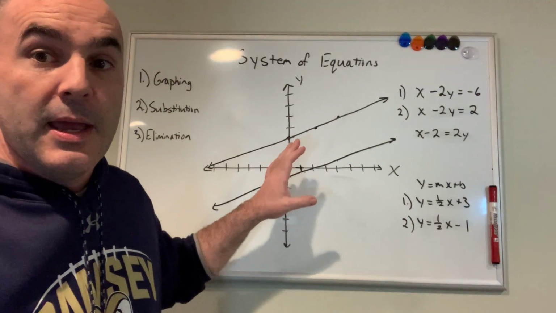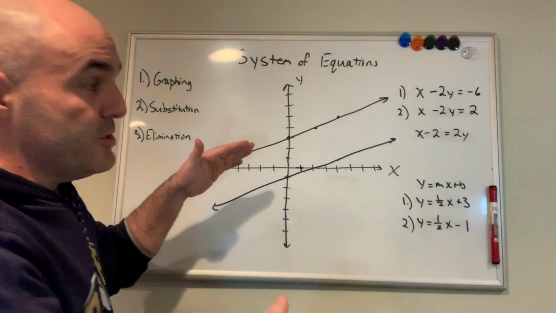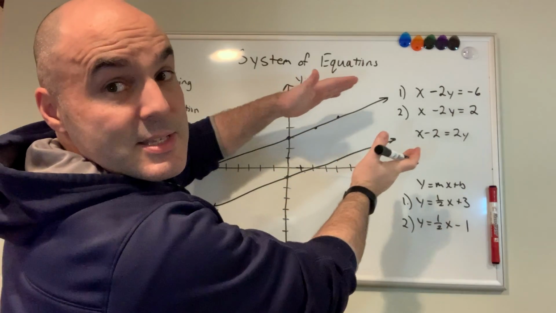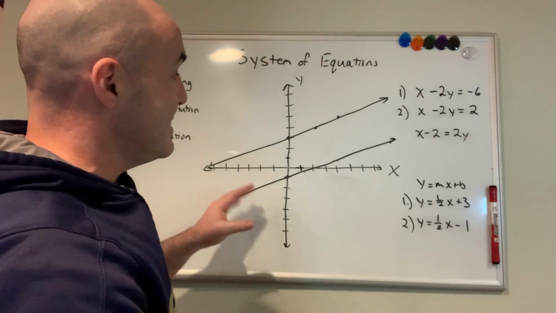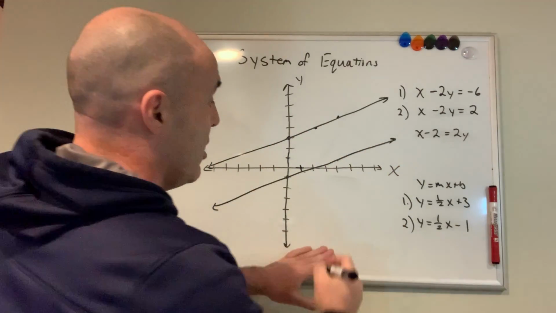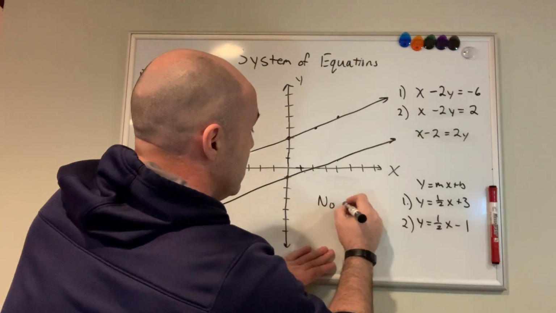we would see that because the slopes are the same and they have different y-intercepts, they're going to rise and run at the same rate and they're never going to cross. Okay, so since these two lines never cross, this is what we call no solution.